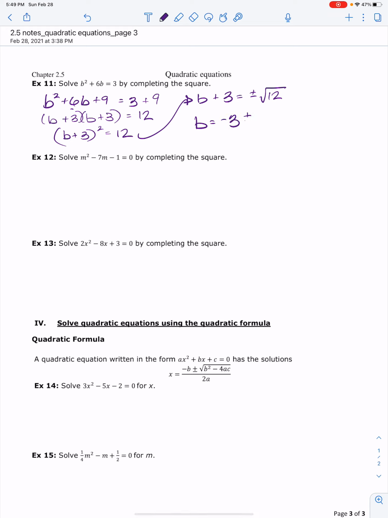Subtract 3 from both sides. 4 divides into 12. That's a perfect square. Square root of 4 is 2. We get b equals negative 3 plus or minus 2 square roots of 3.